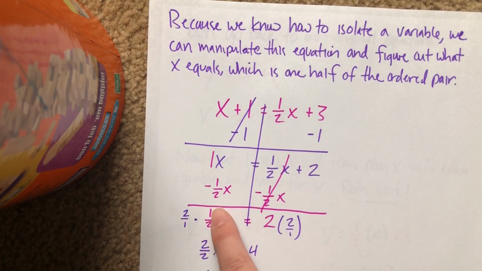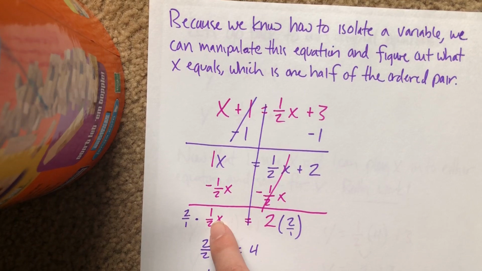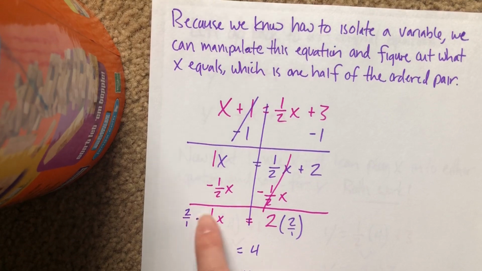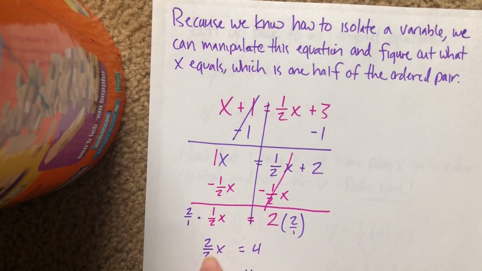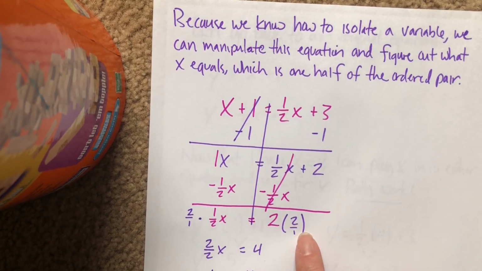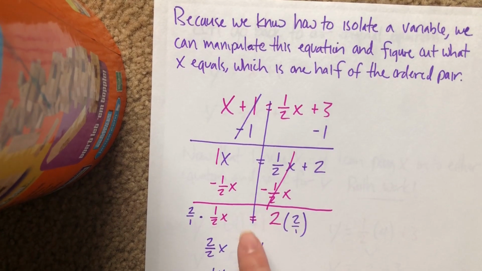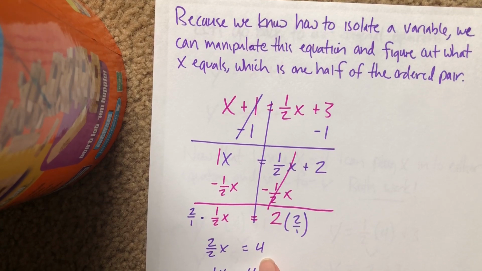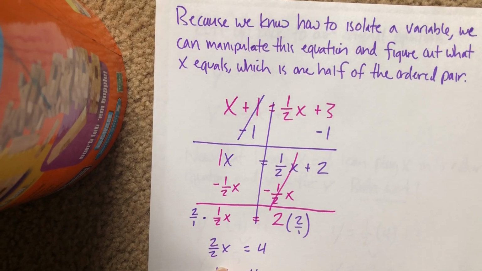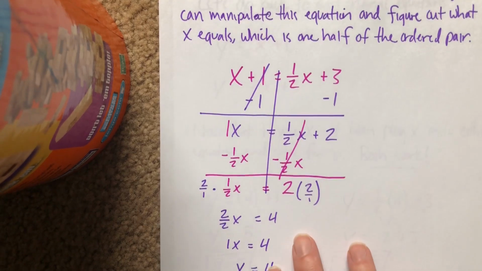What can I multiply by 1/2 to get x alone, or to make it 1? I know that I can multiply anything by its reciprocal and make it 1, so I've chosen to multiply it by 2 over 1. 2 times 1 is 2, 1 times 2 is 2, giving me 2 over 2x here. I have to multiply this side by 2 over 1 because the property of equality says whatever I do to one side, I must do to the other to keep it equal. So 2 times 2 is 4, and then my equation becomes 2 over 2x equals 4. We know anything divided by itself becomes 1, so this becomes 1x equals 4, x equals 4.